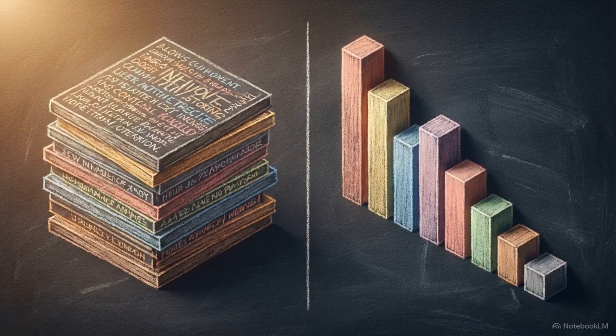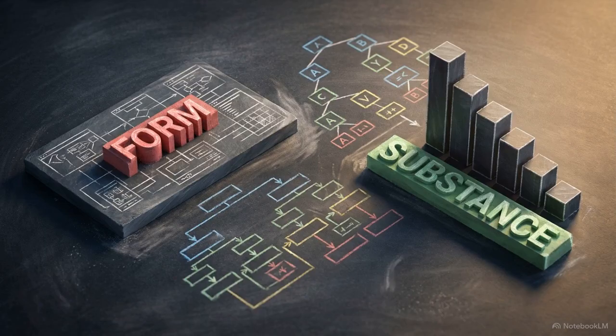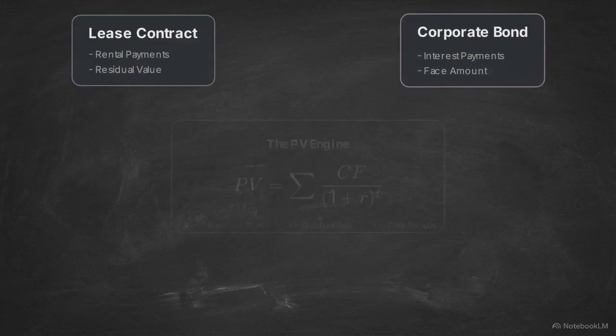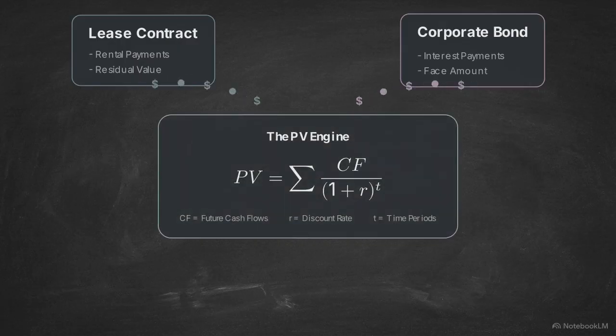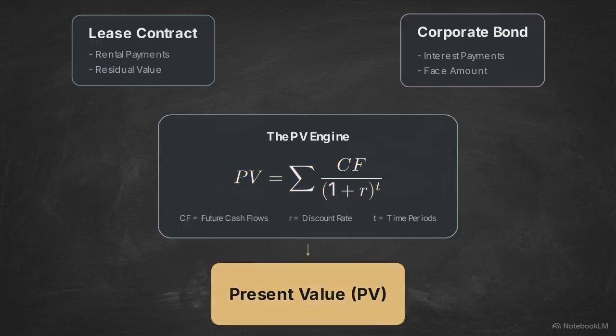This is driven by a concept called substance over form, the accounting principle that records transactions based on their actual economic impact rather than their legal framing. To measure that economic reality, accountants rely on a single mathematical engine: present value. Present value is a financial calculation that discounts future cash flows back to their exact worth in today's dollars.